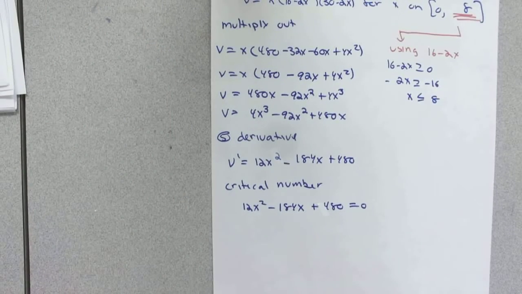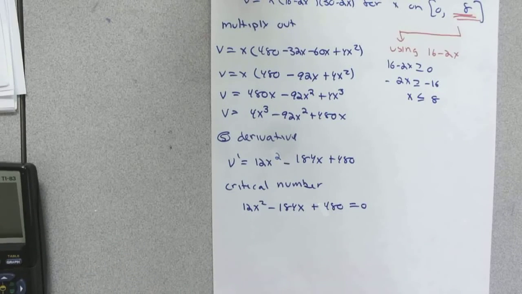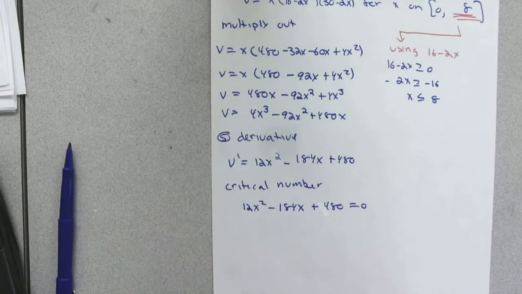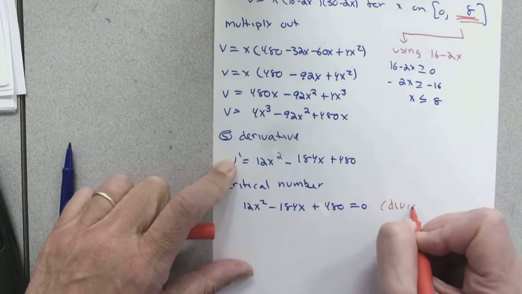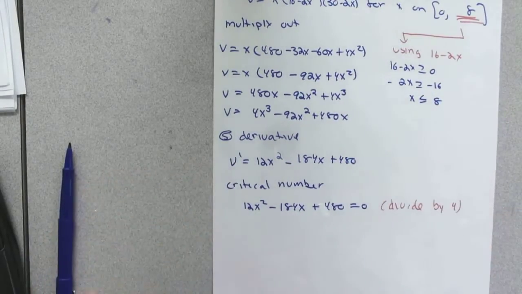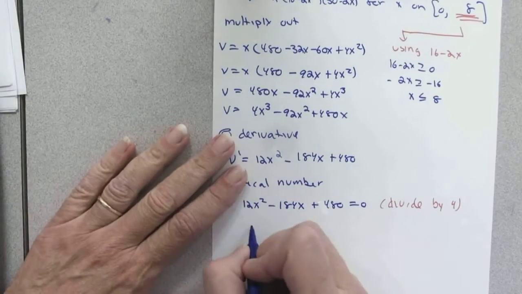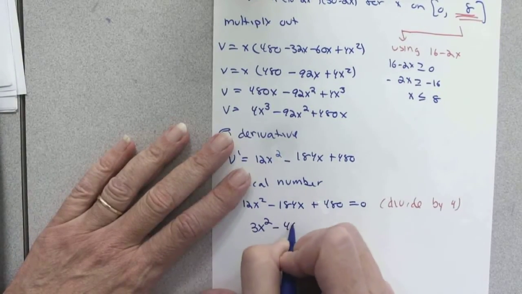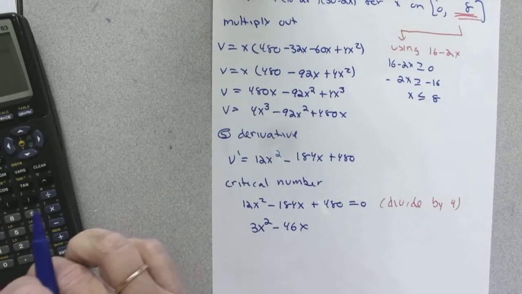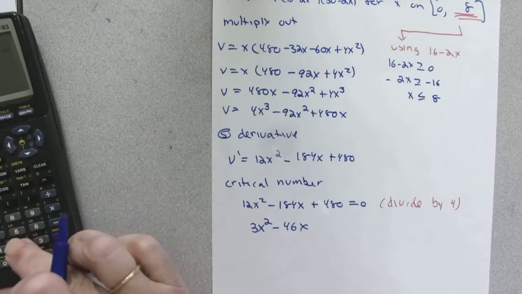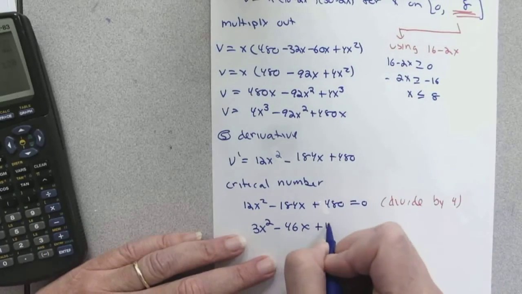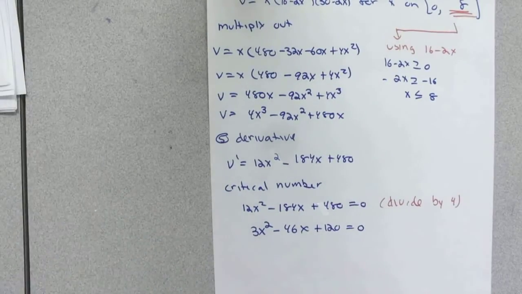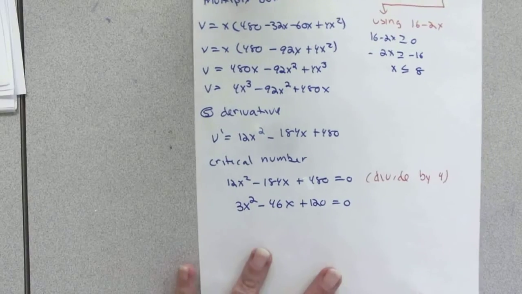But one thing I do note, I believe, is everyone is divisible by 4 here. I think that's the truth. Yep, everyone's divisible by 4. So I can divide by 4 to get 3x squared minus 46x plus 120 equals 0. Now that actually does factor.